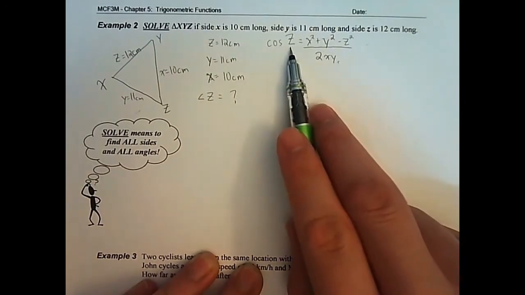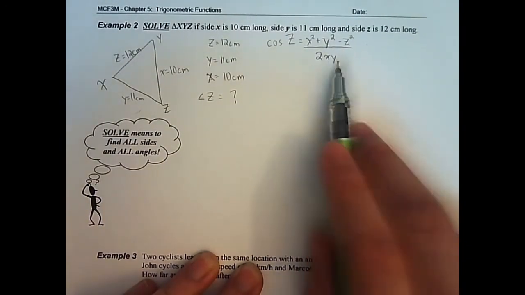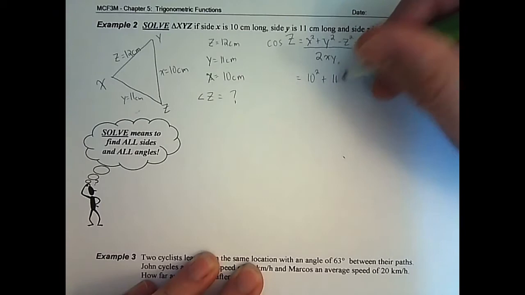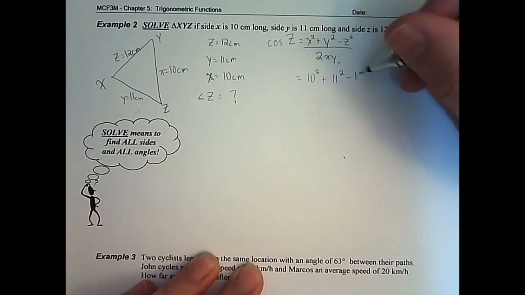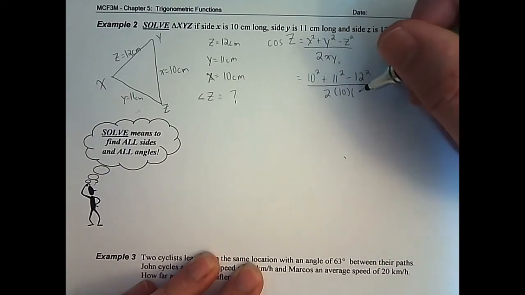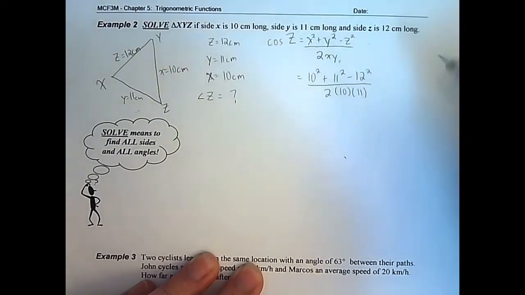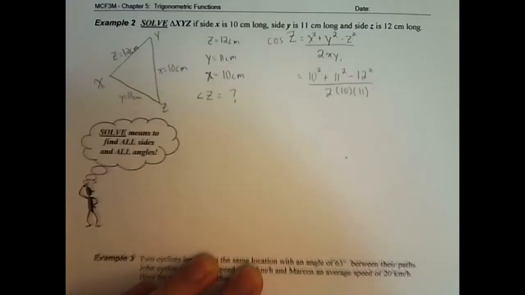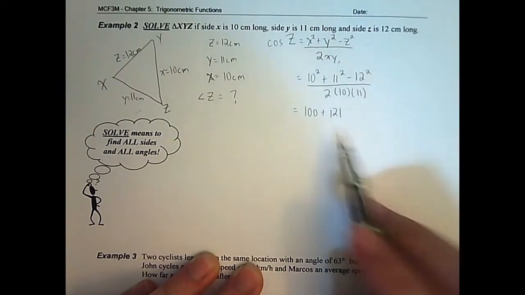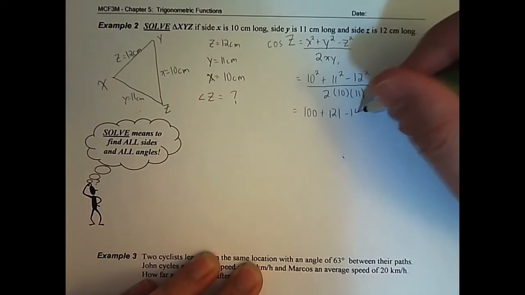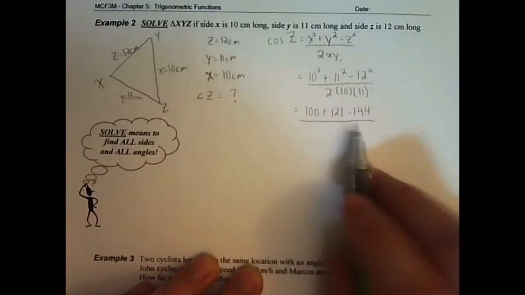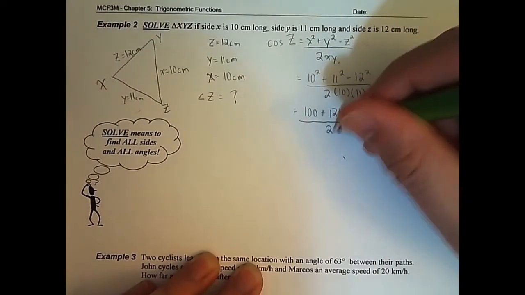So we have cos z, because I'm solving for this, and we're just going to fill these in now. So we said x is 10 squared, y is 11 squared, and z is 12 squared over 2 times 10 and 11. And I just fill these in based on our sides that we had here. So following BEDMAS, we get 100 plus 121. That's why I got the 121 before it by accident. I went a bit too fast. And this is minus 144. And then I'm going to divide after I add and subtract these. I'm going to get over 220.